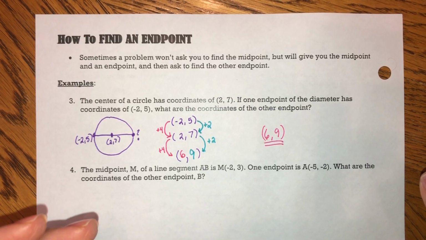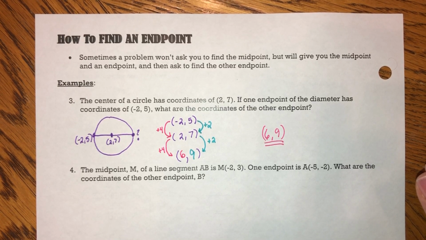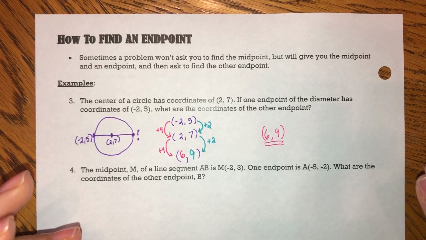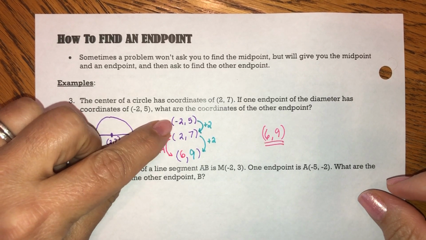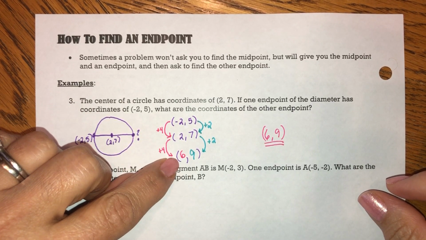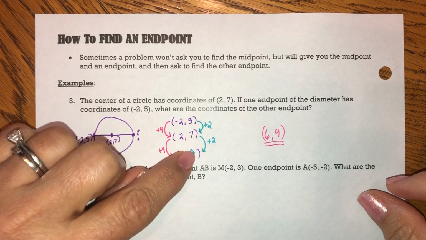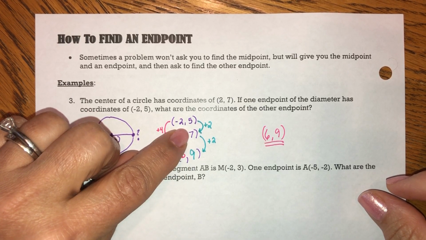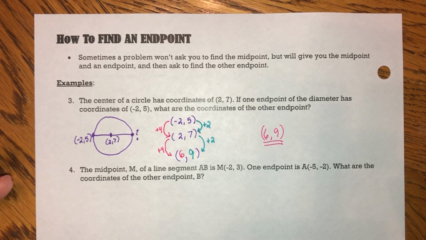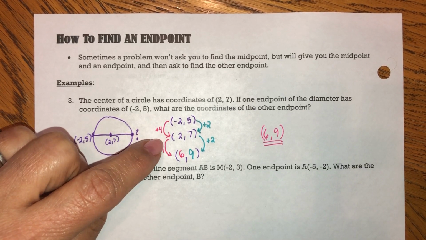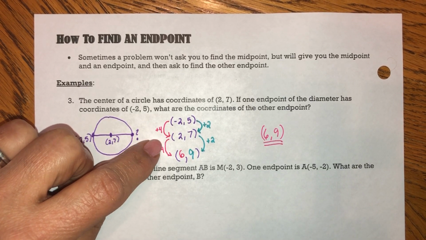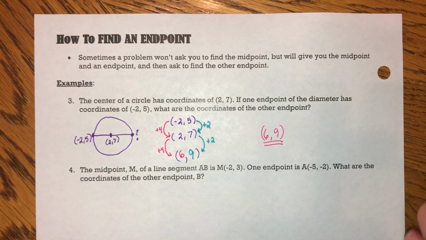There is another way to do this problem, and that is by actually using a formula. You could plug in (-2 + x)/2 = 2, and (5 + y)/2 = 7, and then solve each one. But honestly, that creates so much work, it really isn't worth it. So I'm going to recommend that you just look for a pattern and repeat it when they're giving you the midpoint and they want the other endpoint.